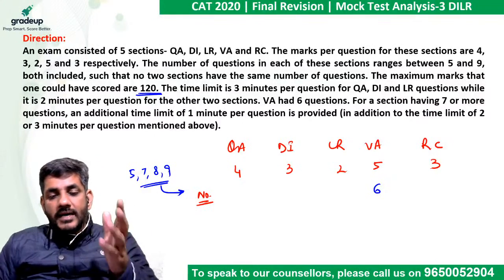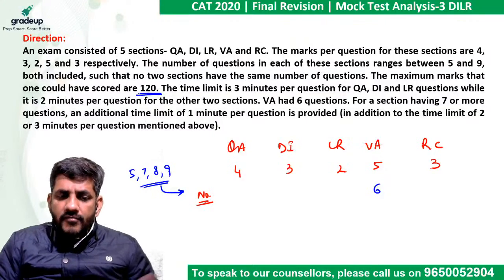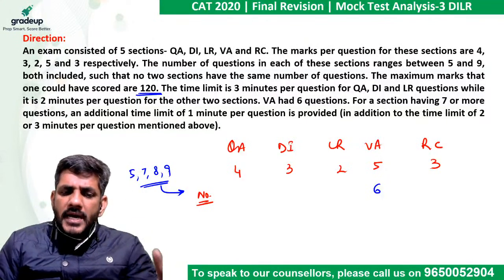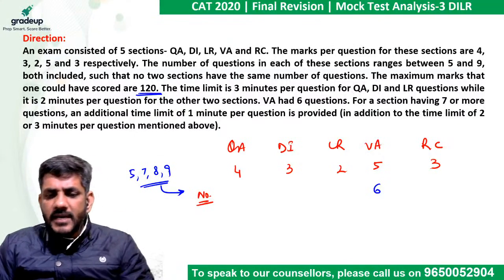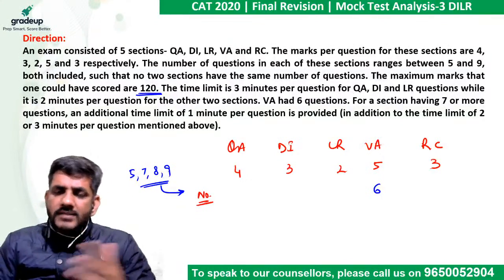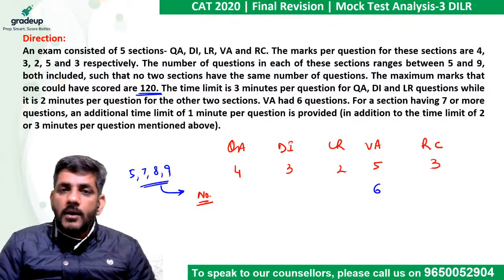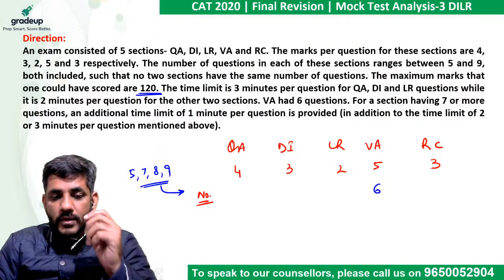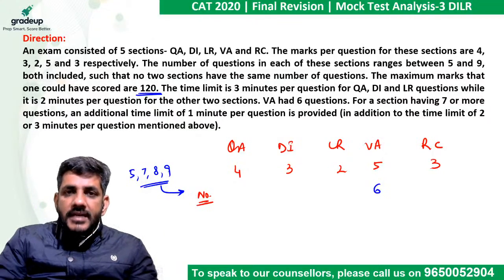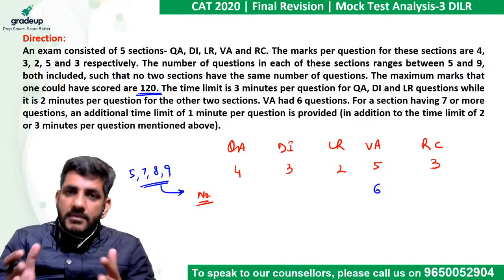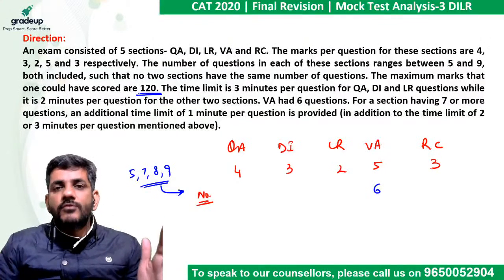So the moment I look at this set, the first thing that comes to our mind is there will be many possibilities. QA might be 5, DI might be 7, LR might be 8, or QA might be 7, DI might be 9, LR might be 5. There are various possibilities. How do we go about in such cases? I am giving you one simple rule: just find out the extremes. What is the maximum score that could have been there? What is the minimum score? That will give you an idea about this.